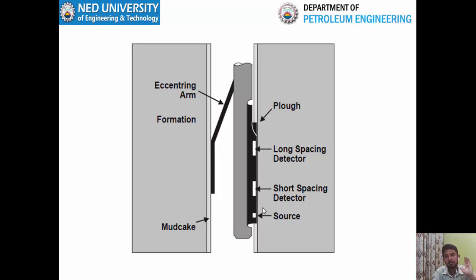But again, whatever effort you make to keep the tool stuck to your formation, there is still a space of mud cake between your tool and formation. So the mud cake will also be affecting your responses coming from the formation. So in order to get the true response of the formation, you use two detectors, one short space detector and one long space detector, to cancel out the effect of mud cake.